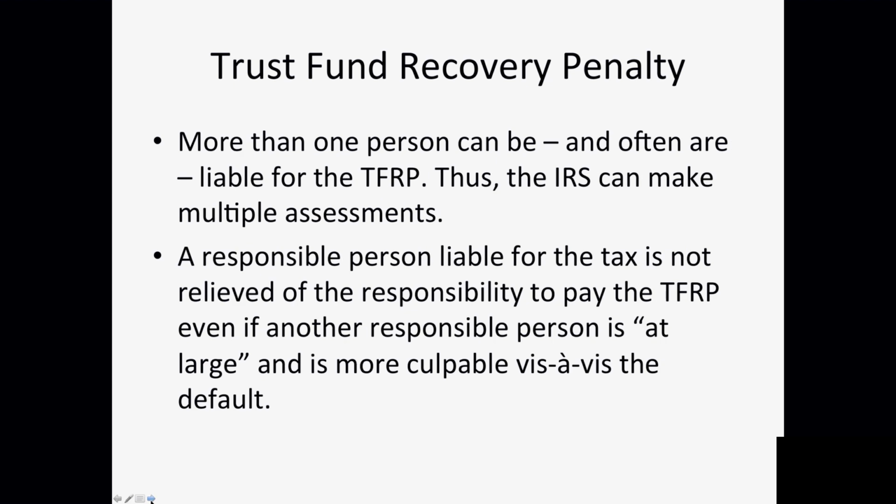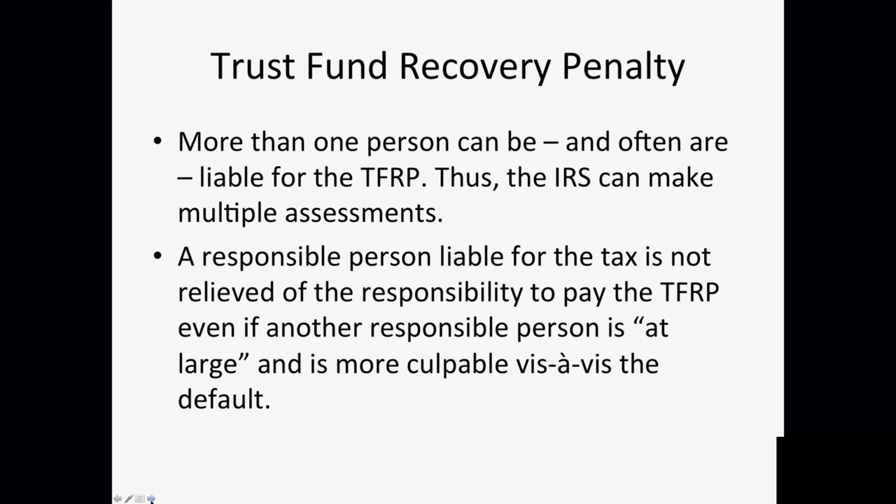More than one person can be and often are liable for the penalty. So the IRS can make multiple assessments. It's not limited to just one person. A responsible person liable, and again, this is the key phrase here, responsible person. That is part of the definition. And so a responsible person that's liable for the tax is not relieved of the responsibility to pay it, even if there's another person out there in the wind who is more culpable vis-a-vis the default.